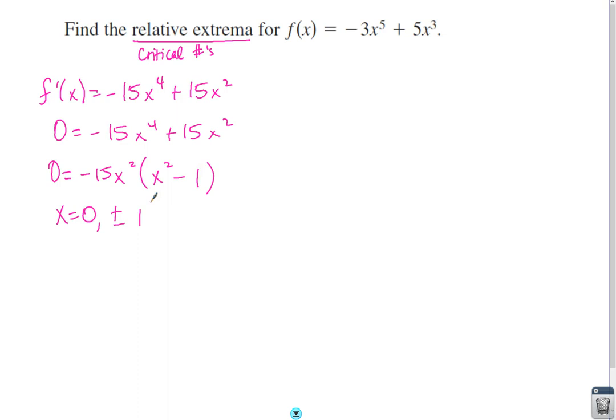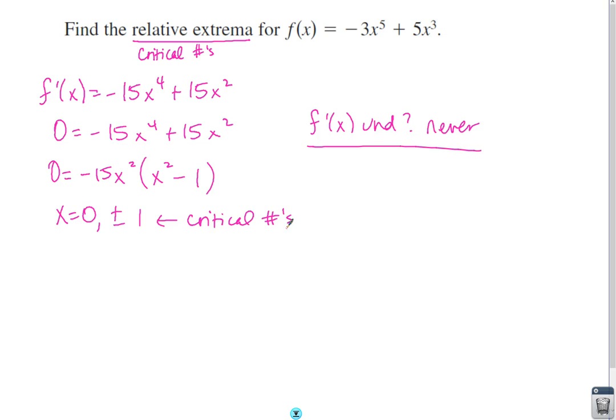Is f prime of x undefined anywhere? No, this is a quartic function, so I have no critical numbers from this side over here. These are my only critical numbers.